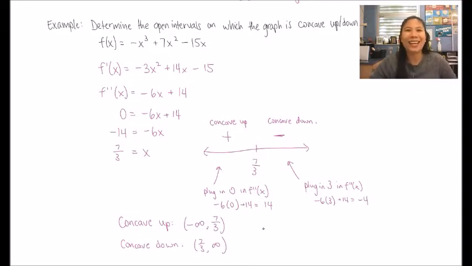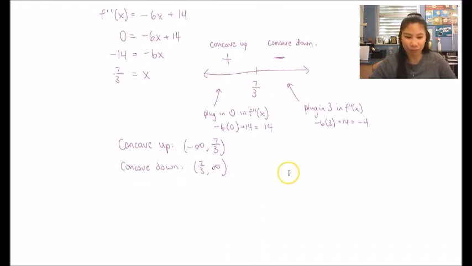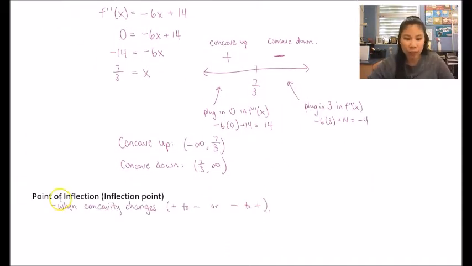So earlier I said I would tell you what that number 7/3 was actually called, because it's not a critical value. Anytime that you have concavity changing directions, going from plus to minus or minus to plus, this number right here is called a point of inflection. A point of inflection, or sometimes you might hear it called an inflection point, is when the concavity changes. So when you see it changing from plus to minus or minus to plus, that's how you identify an inflection point.